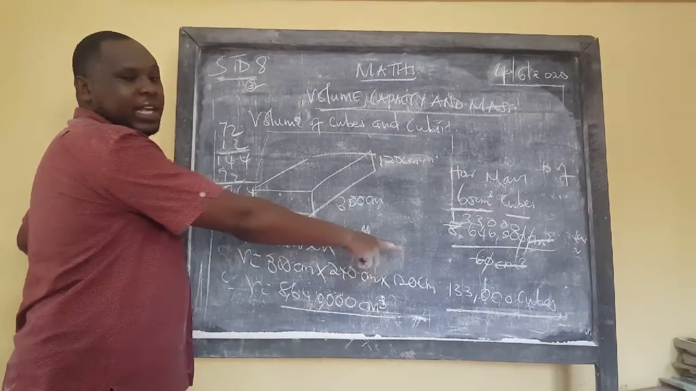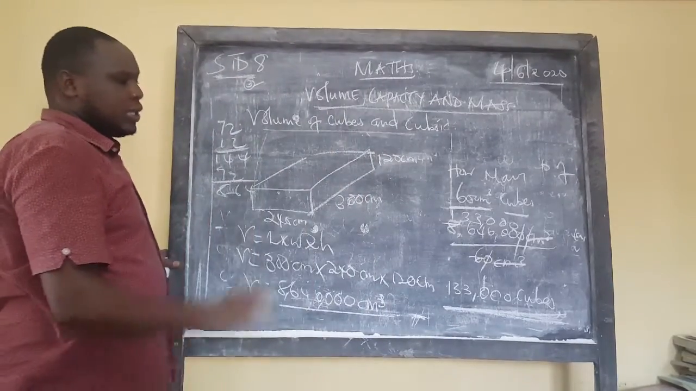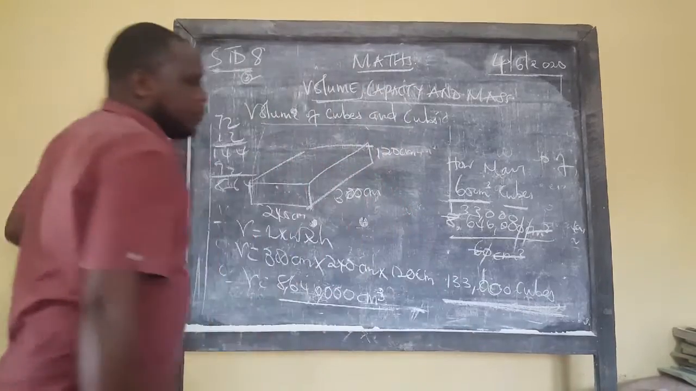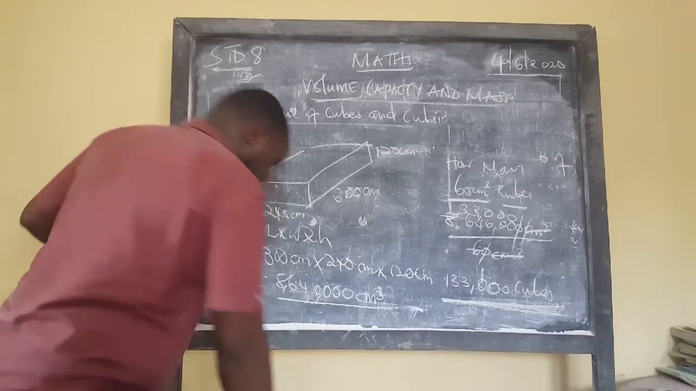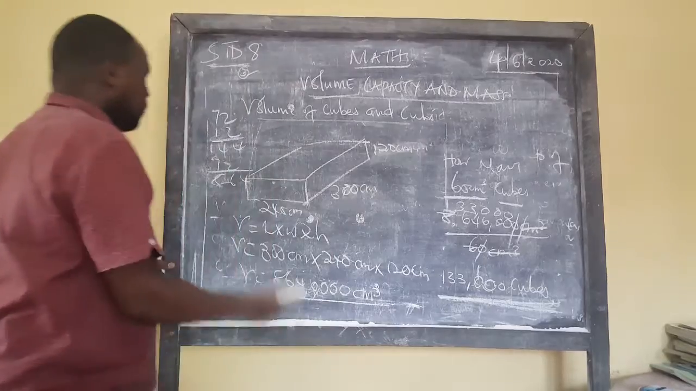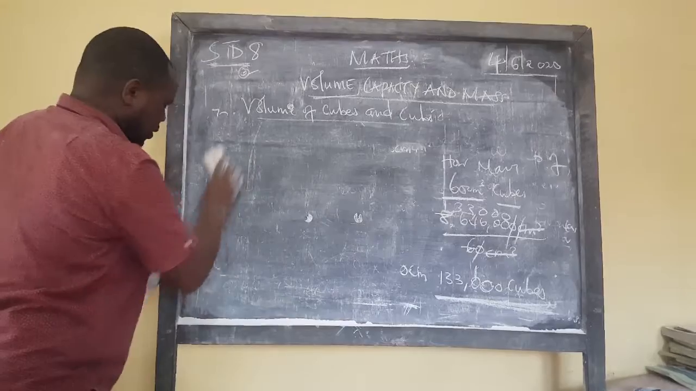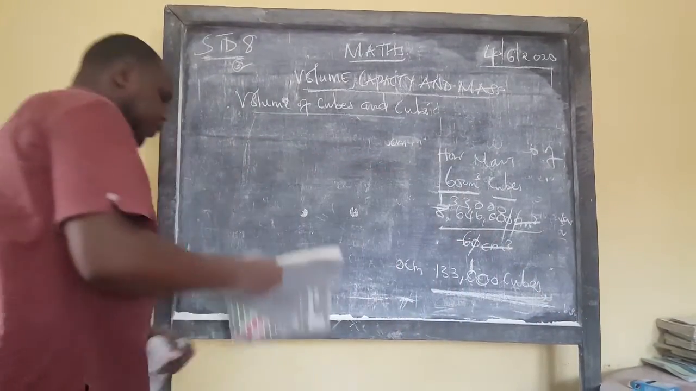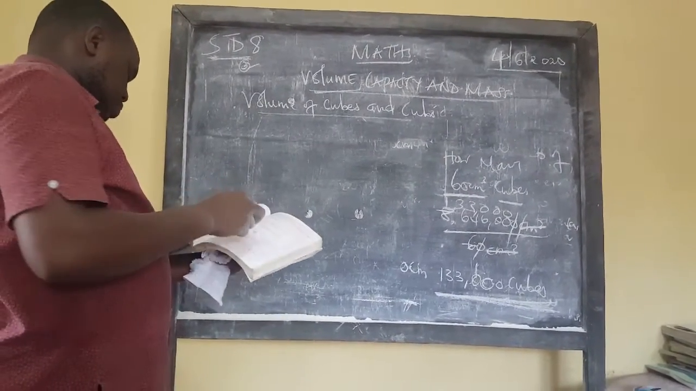Very, very important that at the end of the day, you must write the units of what the question was asking. So the question was asking about how many cubes. So here, I do not need to see you writing centimeters cubed, but you rather write what the question asks you to do. So that's all about volume and cubes and cuboids. I now want to give you some work so that at least you practice and do something. But before then, I've just seen a question here.